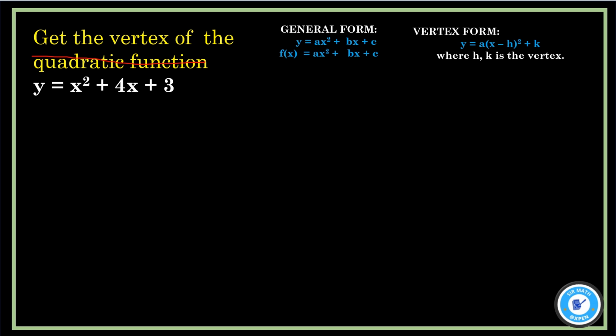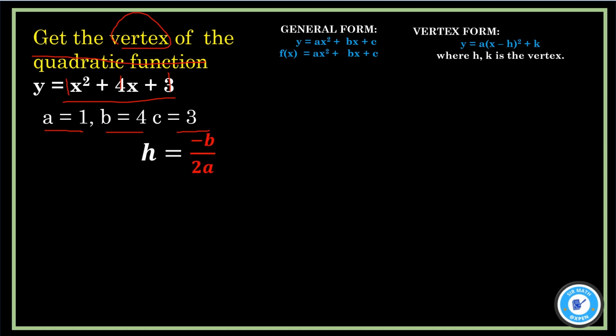How about if we get the vertex of our given quadratic function? In this case, we need the formula. But first is to find the values of a, b, and c, where our a is 1, our b is 4, and our c is 3. Let's consider that our task is to find the vertex of this given quadratic equation, although we already got it earlier. So let's have this number.